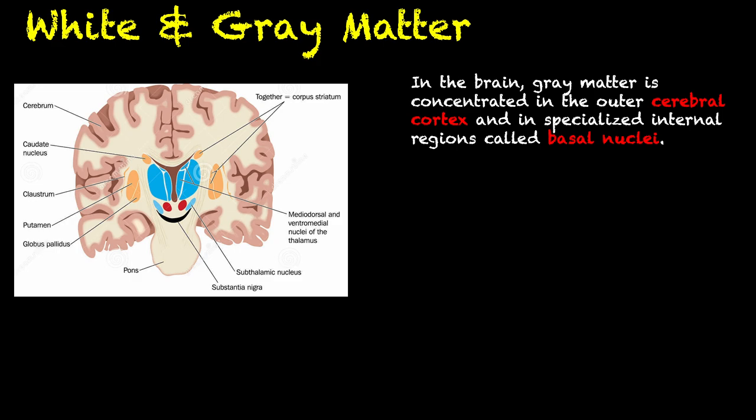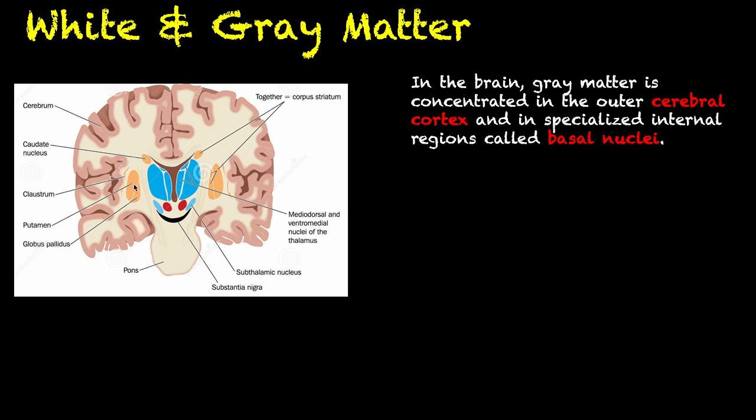So if we look at how the white and gray matter are organized in the brain and in the spinal cord, in the brain we can see that for the most part, the gray matter is concentrated in the outer cerebral cortex, which you can see right here, in this fleshy pinkish color, and then also in specialized internal regions called basal nuclei.